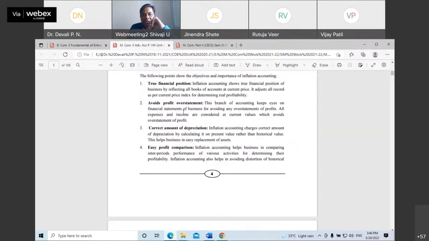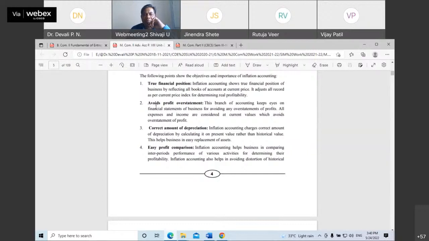And whether they are related to this particular economy, whether we are maintaining the business in respect of that, and how we are putting the prices in our books. So it adjusts all records as per the price index for determining real profitability. Here the current price index is very important. In respect of that, we calculate some figures, and then we get the current cost of any product.